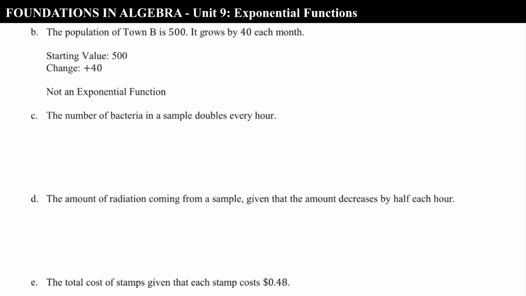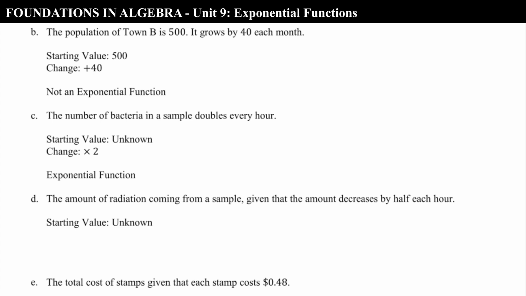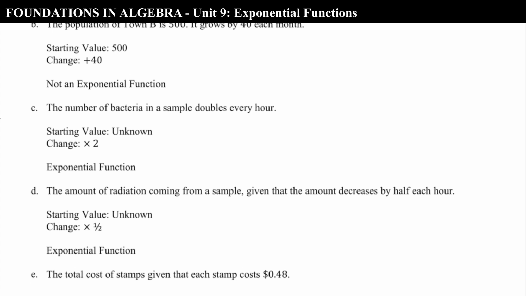For C, the number of bacteria in a sample doubles every hour. We don't know what our starting value is, but as long as it's not 1, we know that we're doubling it every hour, so it's changing by 2, or a multiplication factor of 2, which means we do have an exponential function. The amount of radiation coming from a sample, given that the amount decreases by half each hour. We don't know what our starting value is, but we know we're decreasing by half each hour, so we're multiplying by 1/2, so we do have an exponential function.